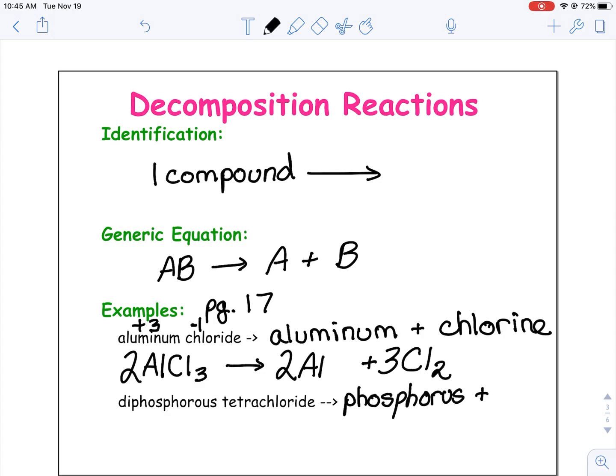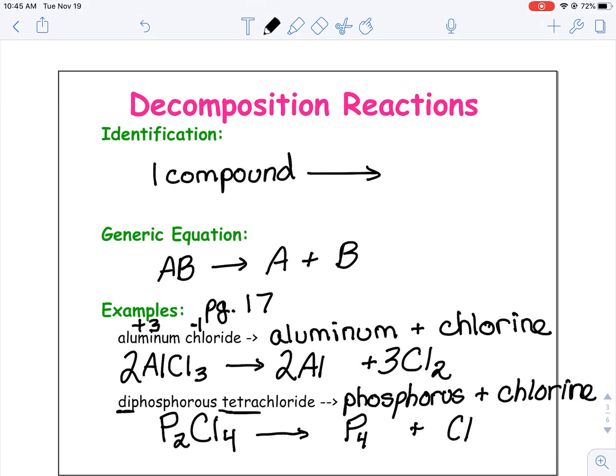So this is phosphorus plus chlorine. Diphosphorus tetrachloride is not an ionic compound. That is covalent, and you know what the subscripts should be based on the prefixes in the name. So diphosphorus tetrachloride is P2Cl4, and that's going to break apart into phosphorus, which is polyatomic when it's an element, and Cl2 when it's an element.